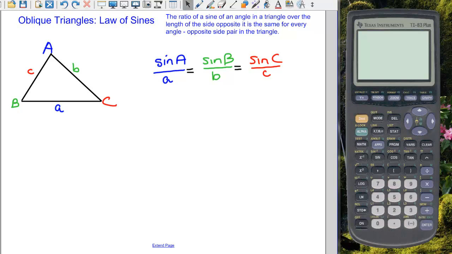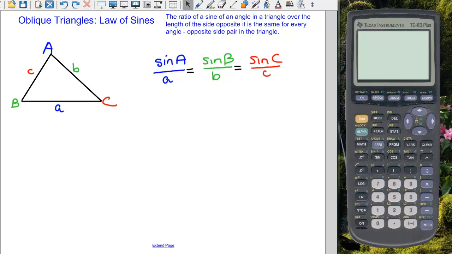This is Mr. T with another tutorial in our trigonometry series. We're going to now move away from right triangles and talk about oblique triangles. Oblique means not a right triangle. And we're going to learn about two different formulas or laws that we will be using for solving oblique triangles. We're going to start with the one that's called law of sines.